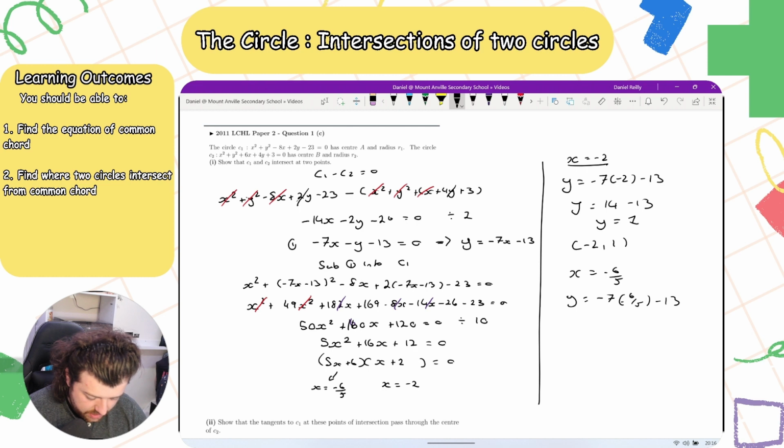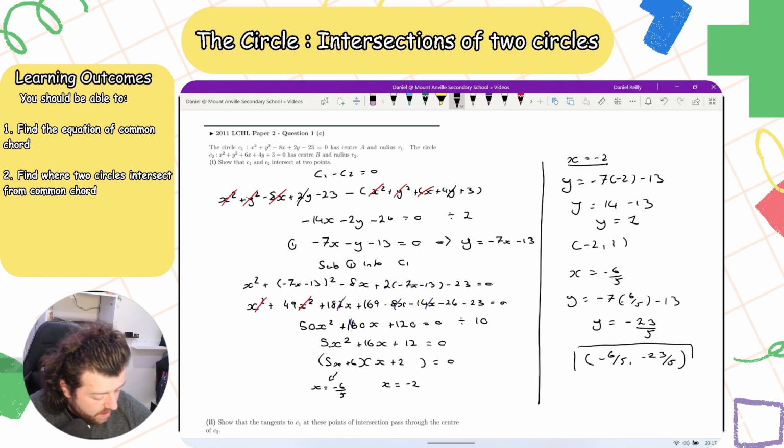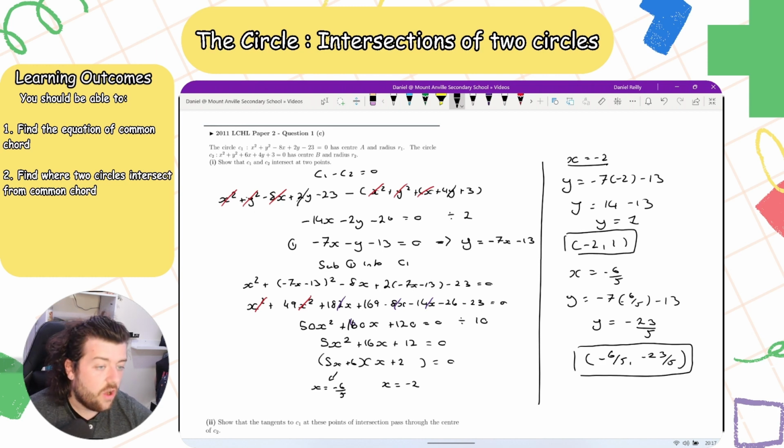Minus 13, and I get y is equal to minus 23 over 5. So minus 6 over 5, minus 23 over 5. And there are my two points of intersection of the two circles. How fun is that? Right, so let's move on to the next part now.